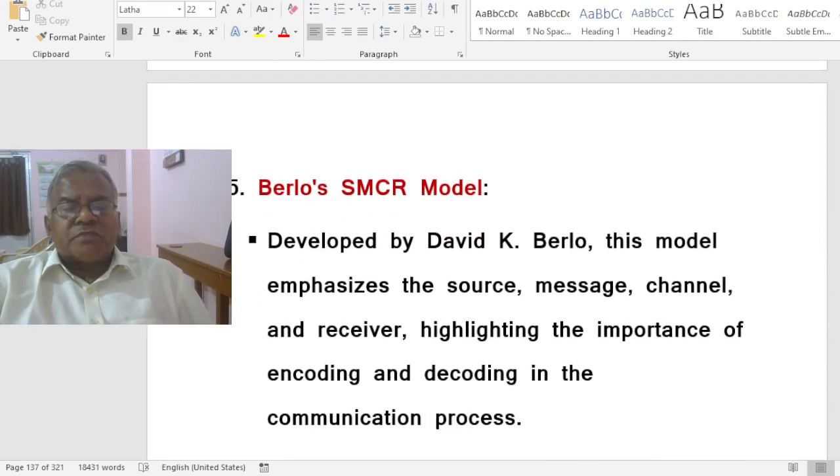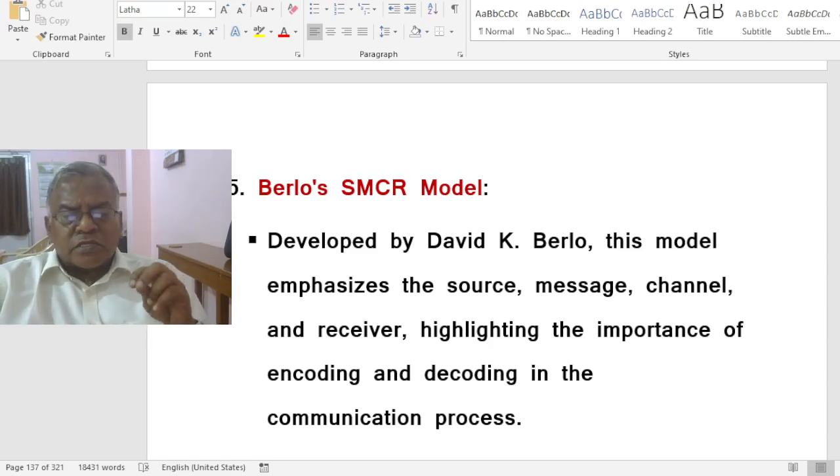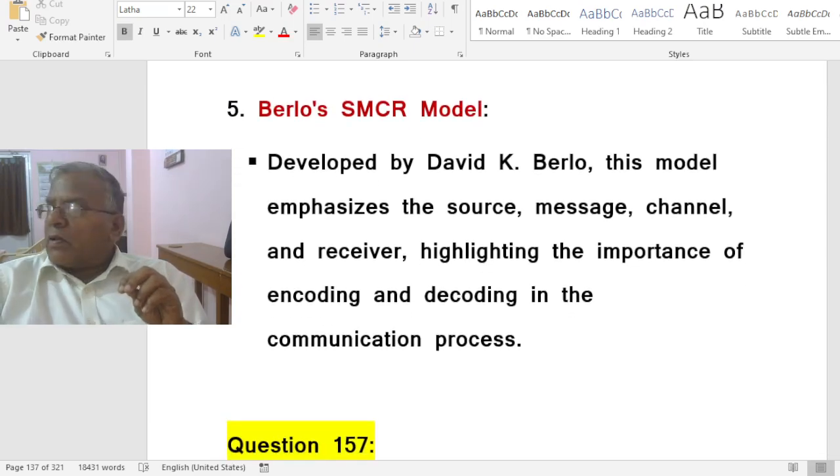Berlo's SMCR model of communication. Developed by David K. Berlo, this model emphasizes the source, message, channel and receiver, highlighting the importance of encoding and decoding in the communication process. SMCR: source, message, channel and receiver. It highlights the importance of encoding and decoding in the communication process.